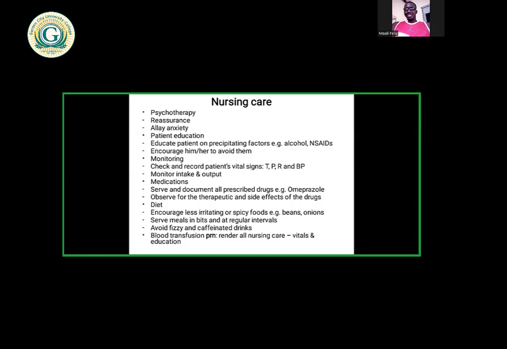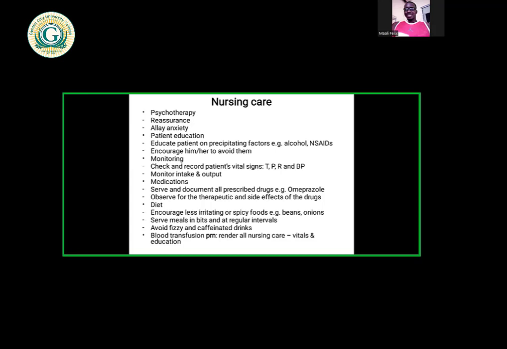We also administer all medications and then monitor their therapeutic as well as side effects. In diet, we tell them to take less irritating or spicy foods. Because, as I said the last time, if you pump them with meals, they are going to vomit. You serve them meals in bits, but at regular intervals.